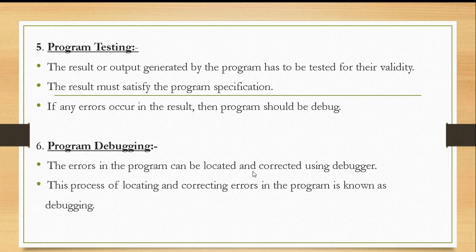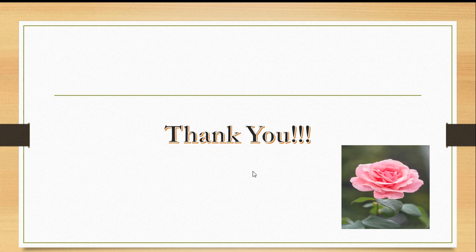The last process is program debugging. The errors in the program can be located as well as corrected by using a debugger. This process of locating and correcting errors in the program is called debugging.